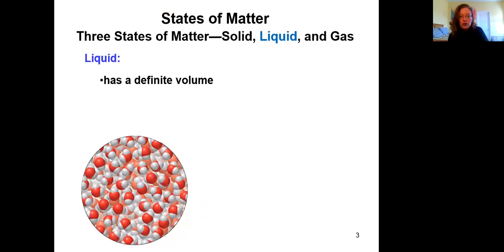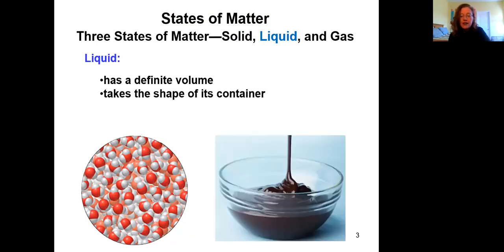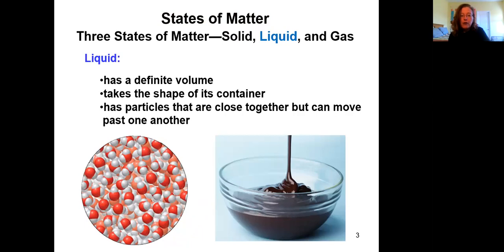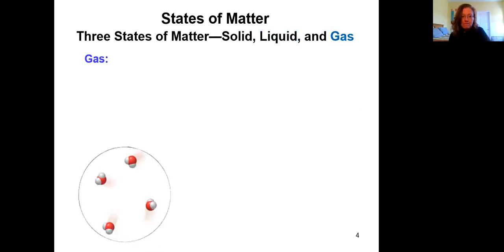Liquids have a definite volume as well. I could measure them in a measuring cup, for example, and they take the shapes of their containers, a little bit different from the solids. They have particles that are close together, but they can move past one another. I often think of the rocks staying solid, while the water moving past them is our liquid, and imagining that sort of motion that we also would have with the individual particles in the liquid.